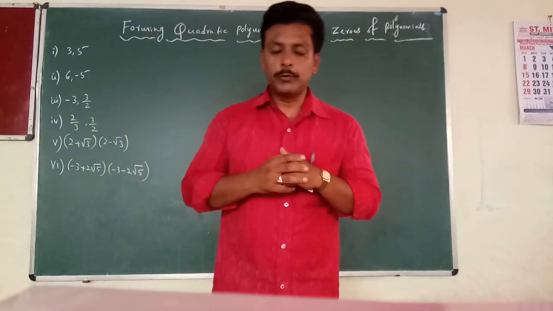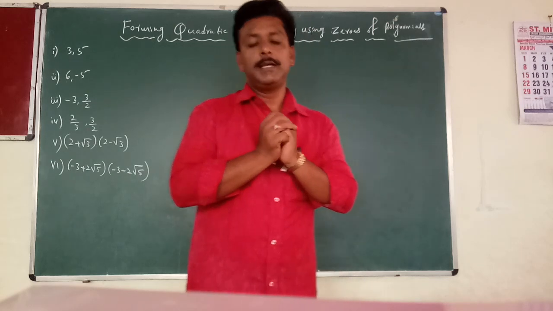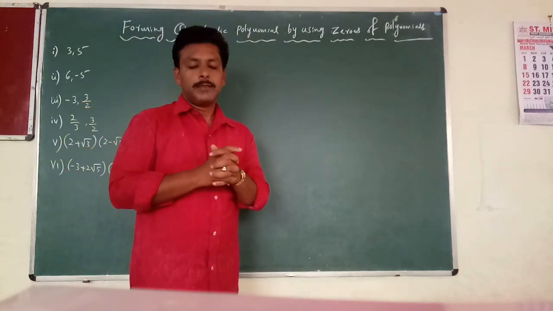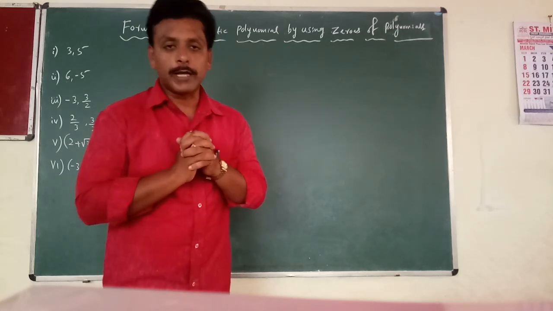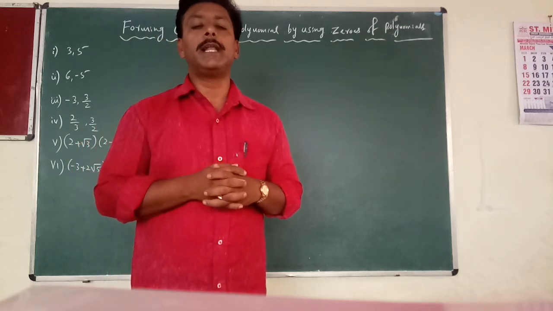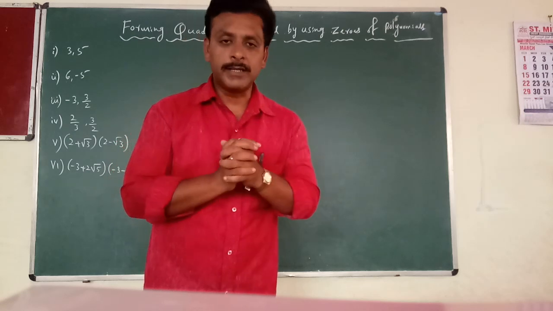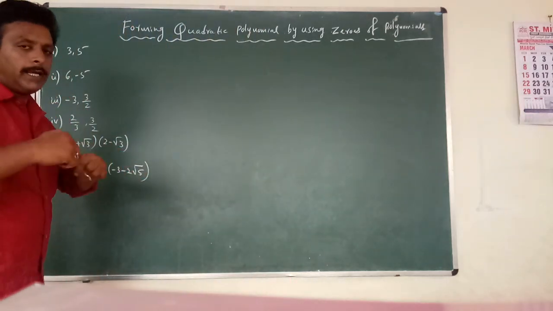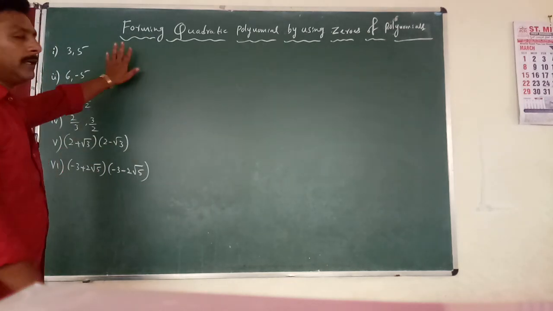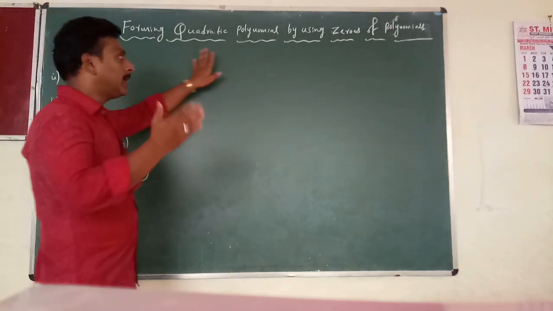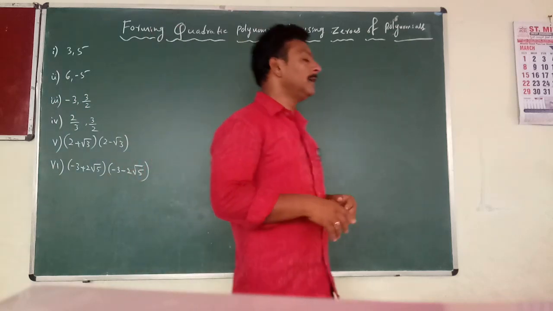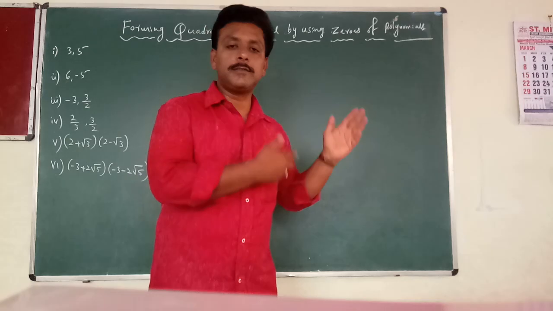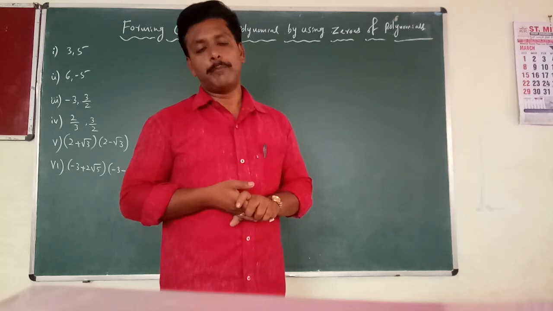Before going to 2.3 exercise, let me explain some additional information. Such information they normally ask in your final examination. What is that, sir? That heading I wrote on the board. So today first I am going to discuss forming a quadratic polynomial by using zeros of the given polynomial. You should not think that, sir, this is already over in 7th part.